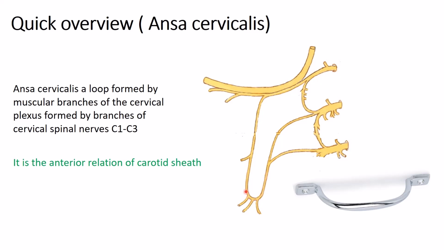Okay, where is the ansa cervicalis? Where can we find it in the neck? It is just anterior to the carotid sheath. It is embedded in the anterior wall of the carotid sheath. And what is the carotid sheath?